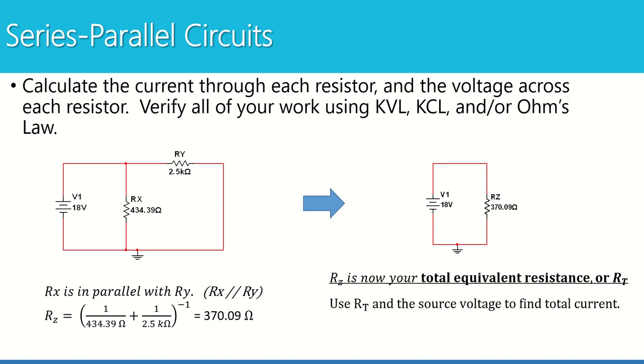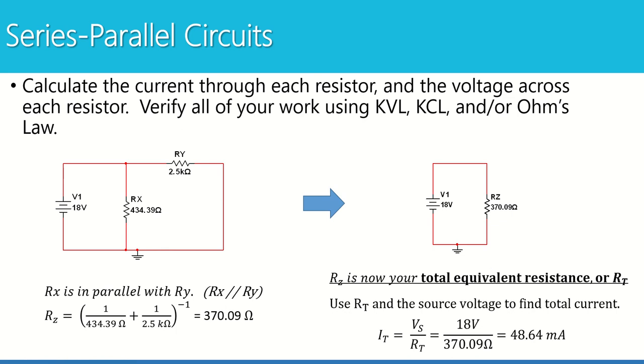I can use that total resistance and the source voltage to now find the total current using Ohm's law. So I know that the total current in this circuit is going to be my 18 volts divided by my total resistance. Now I know the total current in this circuit, 48.64 milliamps.